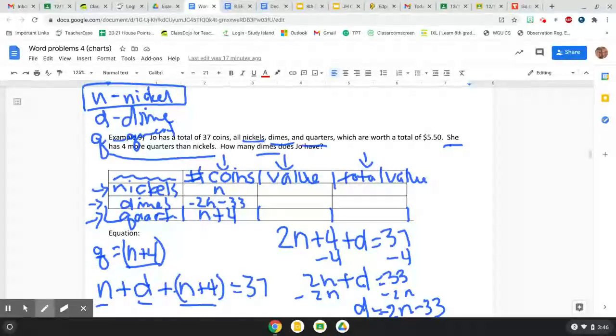Okay, so the value of a nickel is 5 cents. This is where they want you to be careful and keep it all in terms of dollars or cents. So I'm going to use 0.05 for nickels. For dimes, 0.10, or just 0.1, it's the same thing. 0.25 for a quarter. So the total value, well, I'm multiplying it, right? The number of coins times the value is going to be the total value. So for this first one, I have 0.05n. The second one is 0.10 times that whole quantity, so I'm going to put it in parentheses: negative 2n minus 33.